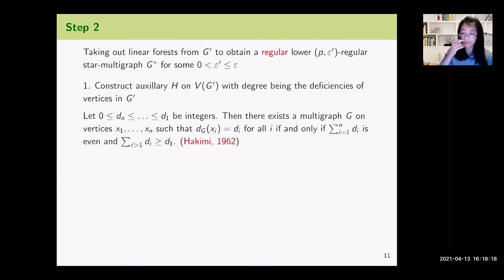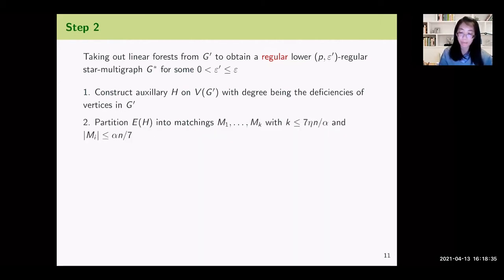And now we can use a result of Hakimi, saying that if we have such a condition, then we have such a multigraph H, such that the degrees of these vertices in H are just the deficiencies of the vertices in G prime. So we can consider such a graph H. And for this graph H, we will partition the edges into matchings. Each of the matchings has relatively small size, and the total number of matchings is also relatively small.